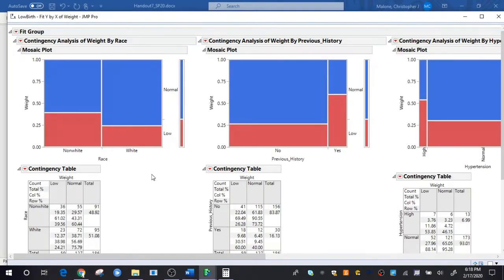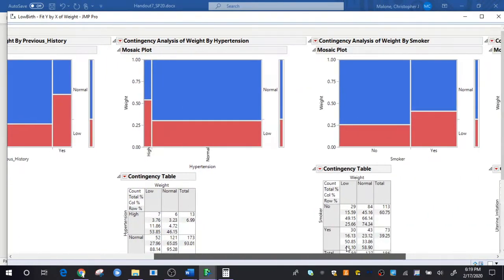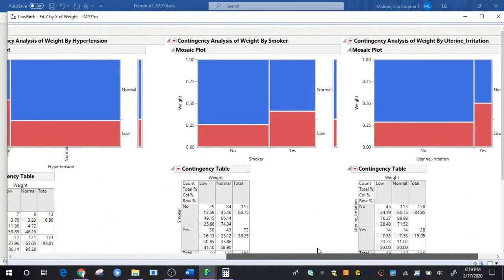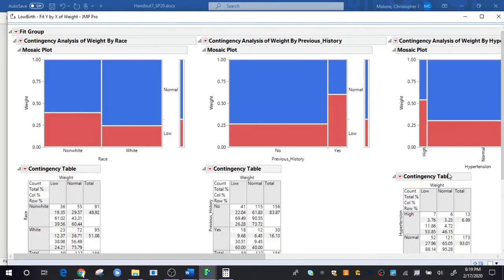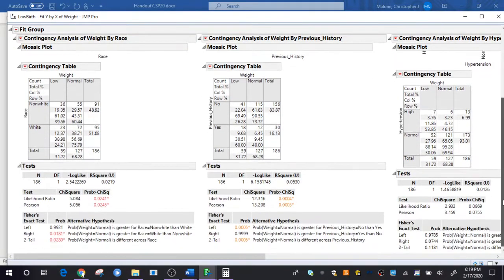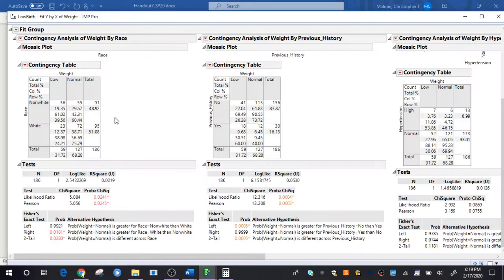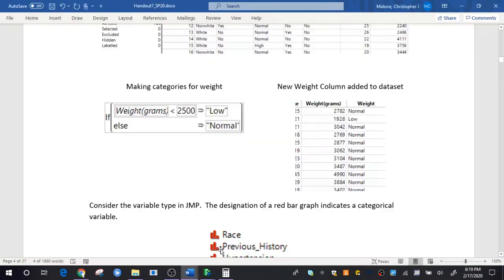What that's going to do is create several mosaic plots. This one here is for race, as you can see in the title. This is looking at weight, low birth weight or normal, across race. This one to the right is looking at weight versus previous history, so on the x-axis I have previous history. If I move to the right, I have hypertension, smoker, and uterine irritation. I also get all the contingency tables, which have all that information about the row percentages and the counts, and I also get information about the tests. So let's go back here in the notes.